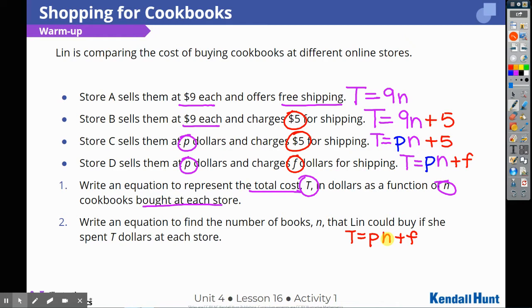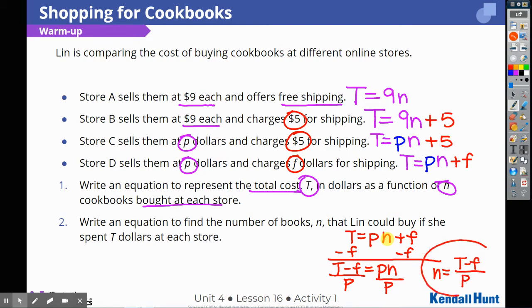And so we would just undo all of these steps. Following your order of operations, you're going to do those in reverse. So we would subtract F from both sides, and we would have T minus F equals P times N. And I almost have N by itself. Now to undo P times N, so the cost of the book times the number of books, I would divide by P. Okay, and so now I have that variable isolated, so N would equal T minus F divided by P.